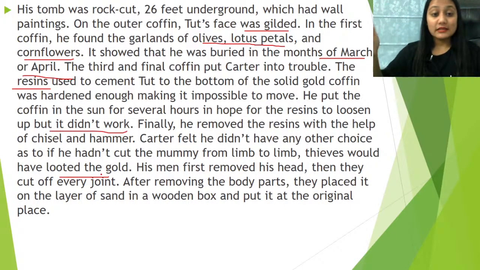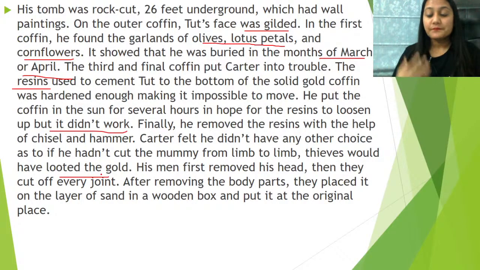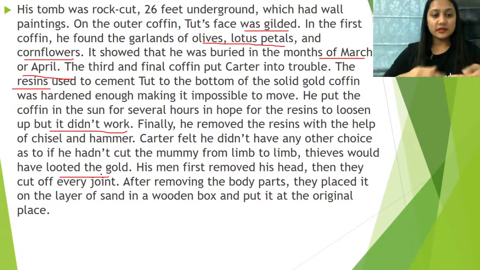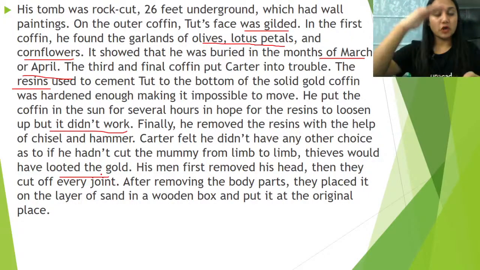Where was the gold? That coffin itself was made of gold. So he was thinking that the thieves will remove every part of Tut to get that coffin which was made of gold. So rather he decided, let's just chisel the body. Let's just use hammer and nail and separate the body from the coffin. His men first removed his head, then they cut off every joint.